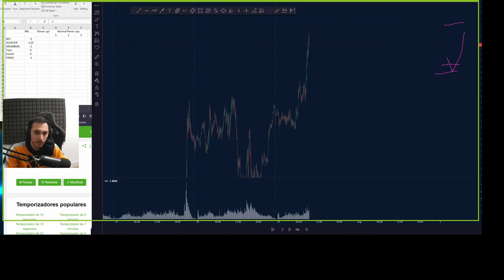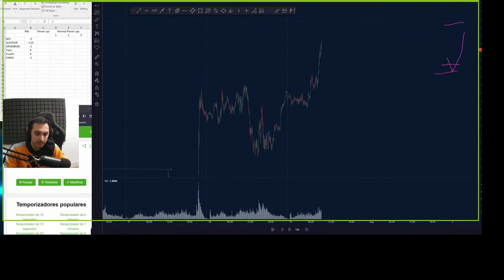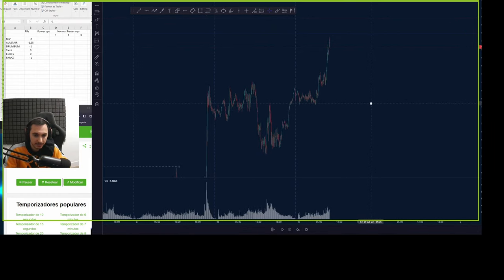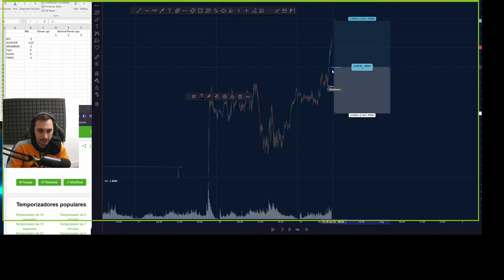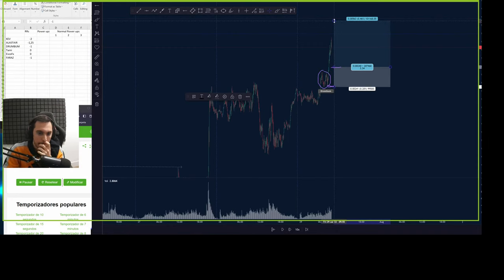I should have zoomed it back in. Let's see. There's an imbalance here. So entry here. Okay. And buy stop limit. Stop loss by limit. Okay. Interesting. This is the TP. TP 1.5R. Ah, we are playing safe now.